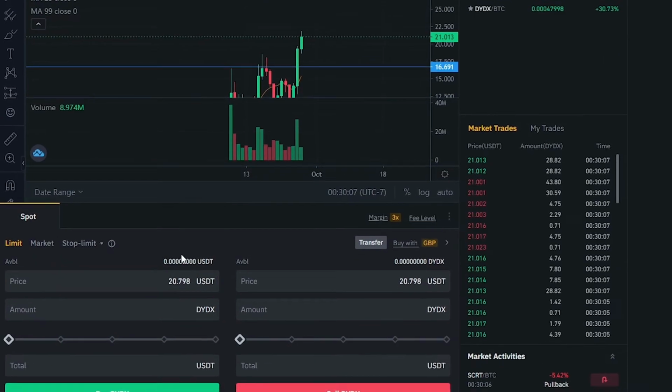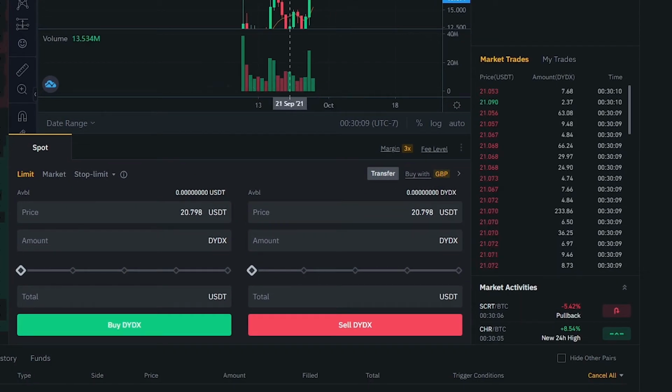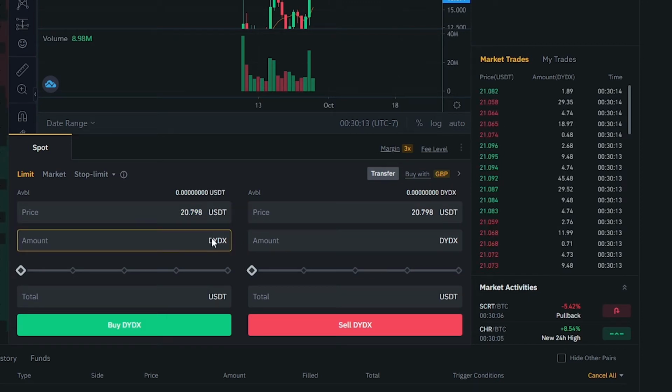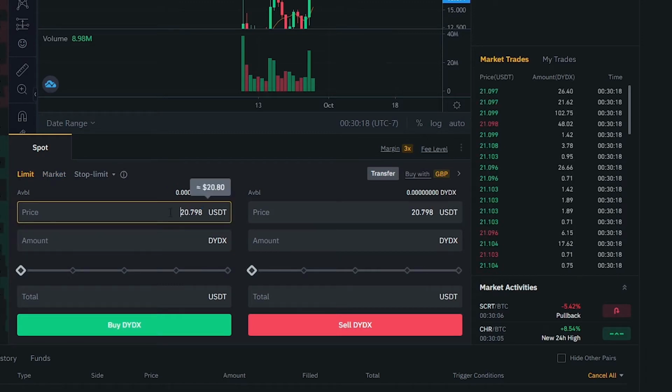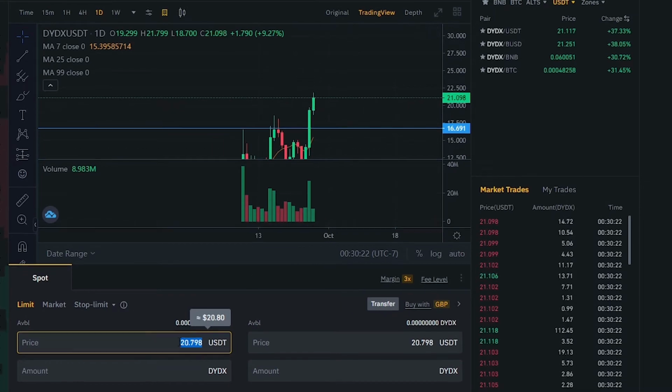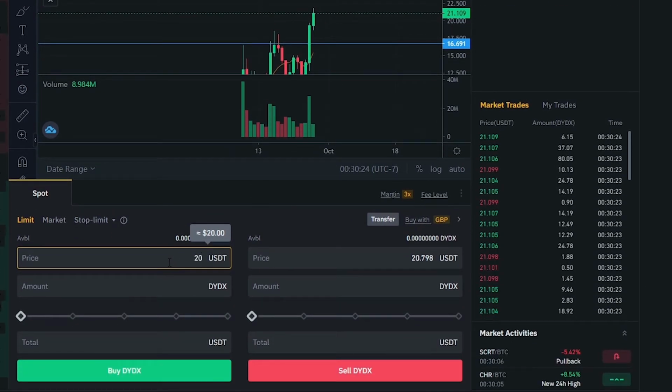So all you got to do right now, over here where it says buy DYDX, is put the purchase price over here, put the amount you want, and then click on buy. Now, this is a limit order, which means that you can buy it at a certain price. So let's say that I wanted to buy it at $20. All you would do is change it to 20. Then you would put the amount you want over here.